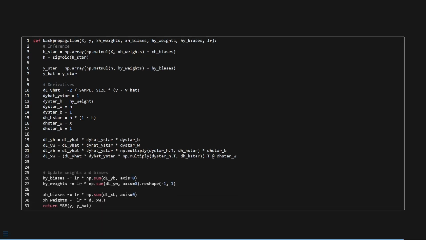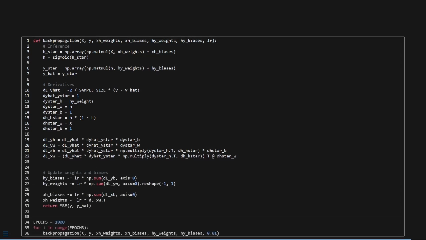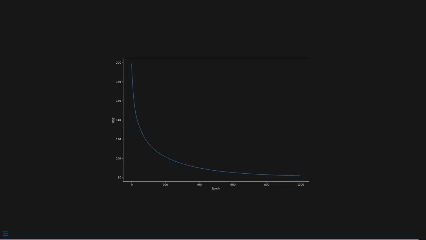Note that there is an argument, LR, that stands for learning rate. It is used to carefully update the weights and biases so model predictions don't diverge from what we expect. Now it is just a matter of running the algorithm multiple times. The results show that the MSE is in fact decreasing over time.